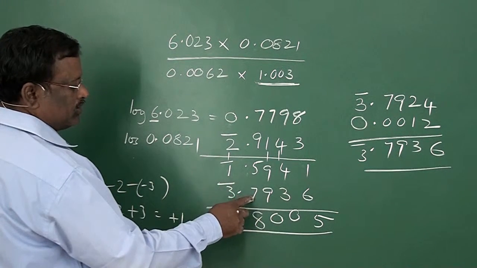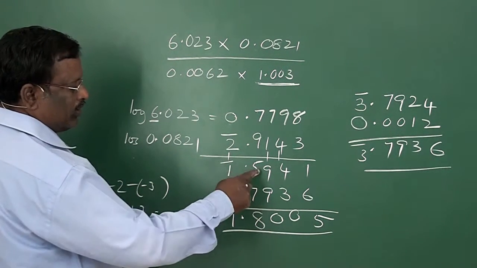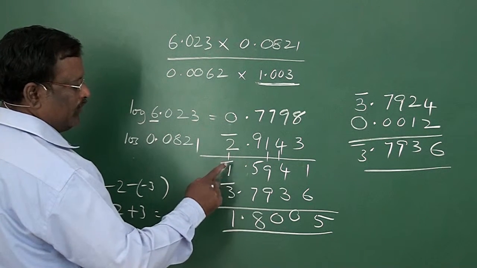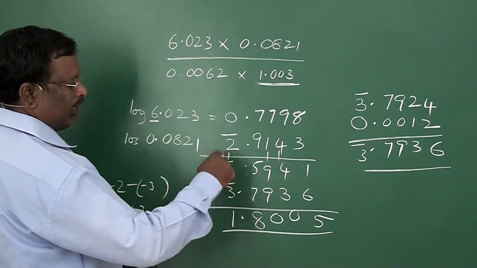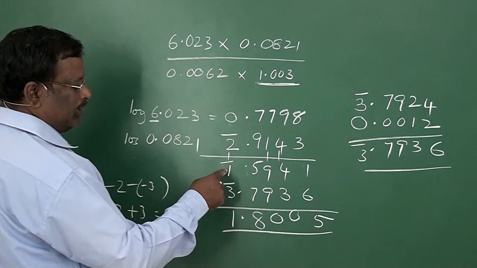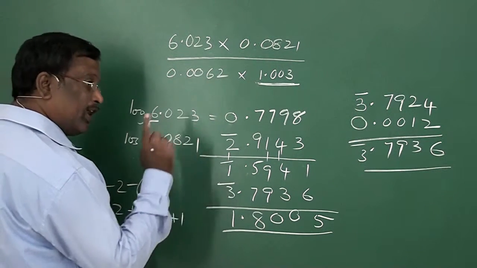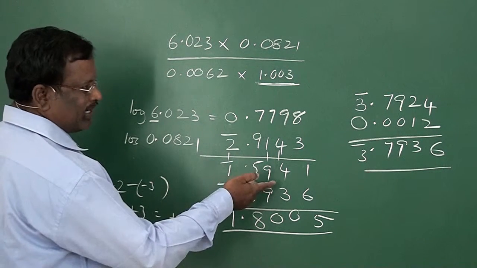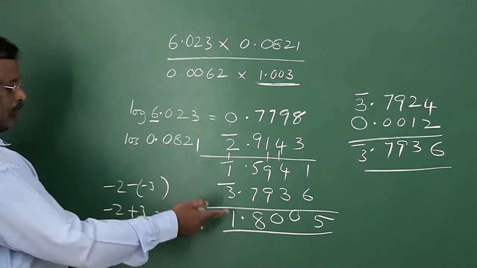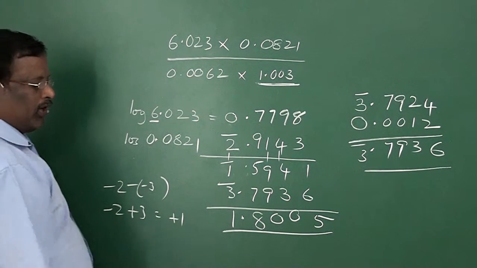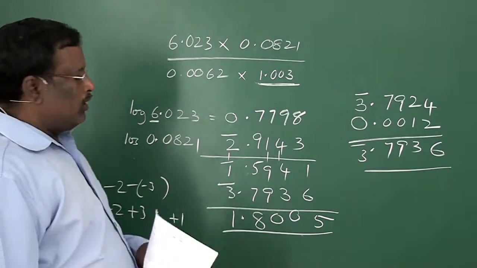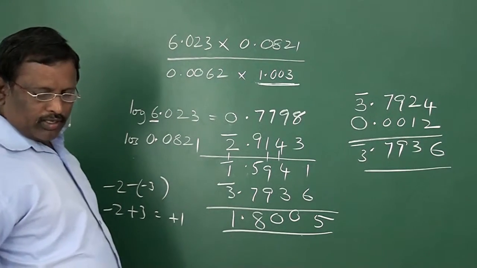Remember, for 15, 7, 5 is less than 7, so you take 1 from this side. So it becomes 15, and 15 minus 7 is 8. If it is a positive value, carrying 1 means 10 times, so it would become 0. But here it is already minus 1, so if you take 1 that side it becomes minus 2. Minus 2, minus of minus 3, so plus 3. So it becomes 1.8005. For this, you have to depend on anti-log tables to convert into the numerical value.